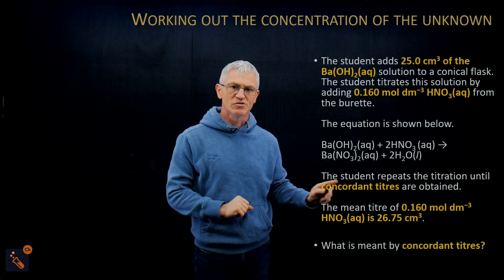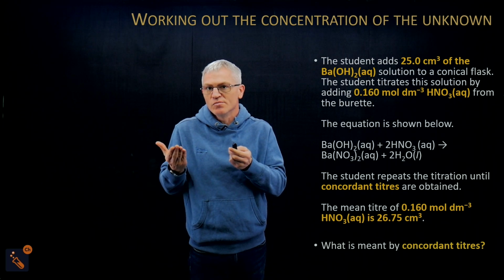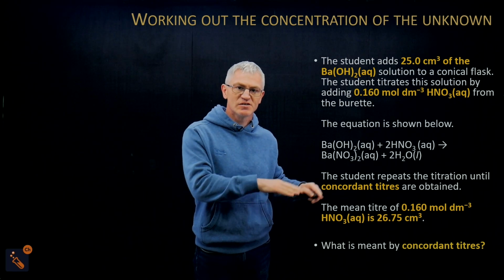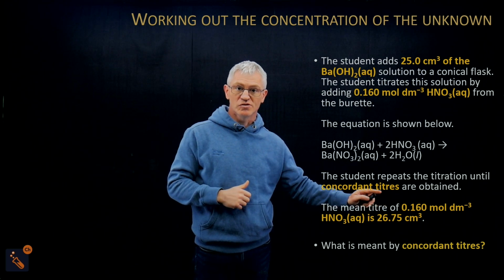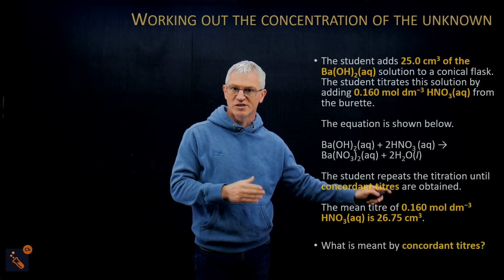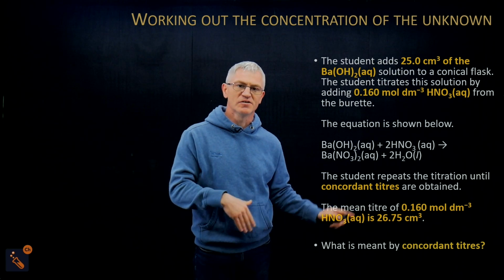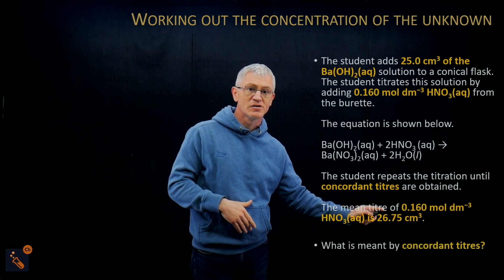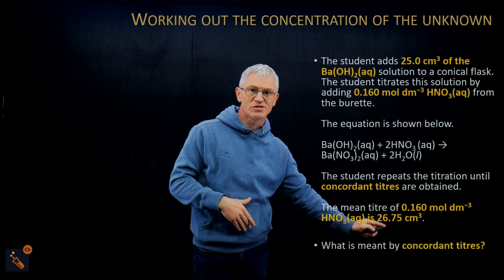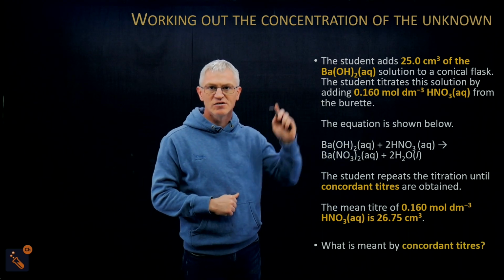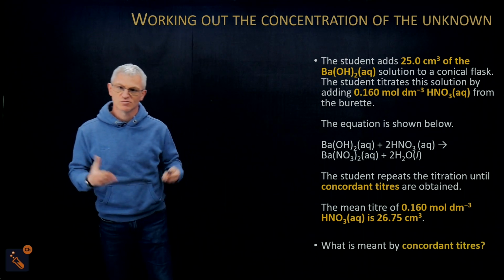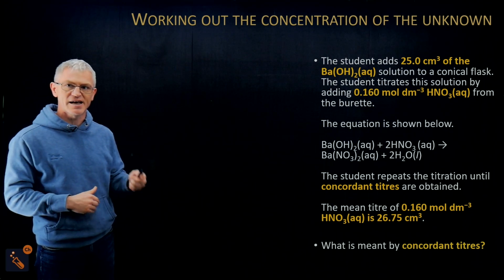The student repeats it until concordant titres. Remember, we said that was within 0.1 centimetres cubed of each other, and the mean titre of the 0.160 moles per decimetre cubed acid is 26.75. So we've got a titre of this acid which we've added, which means we need to find the concentration of the barium hydroxide because we don't know that. So we're going to find that out.